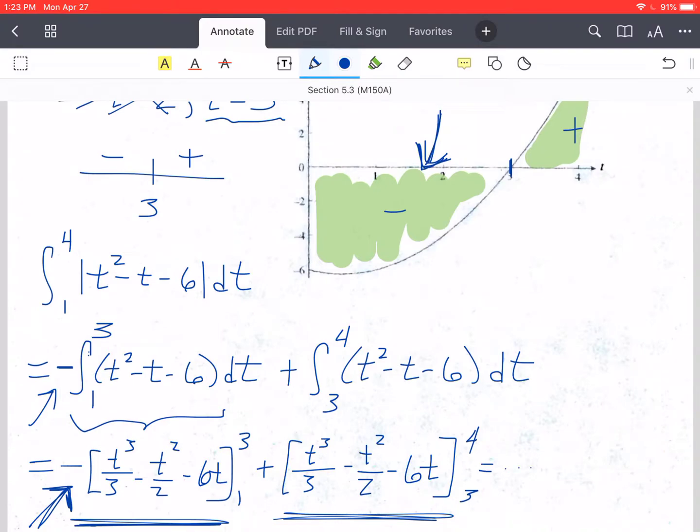And when we do this, this is going to give us 61 over 6, which is approximately 10.167 meters. Good enough. So 10.167 meters approximately. So what does this tell us?